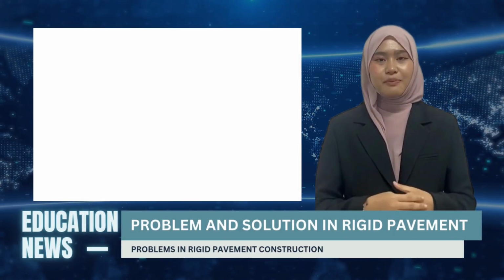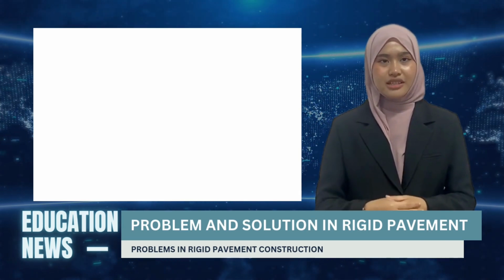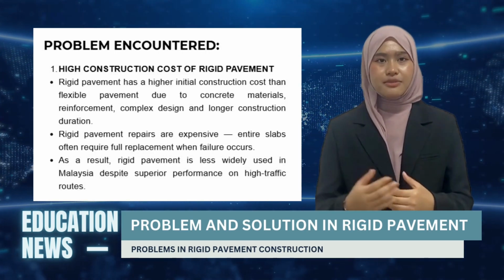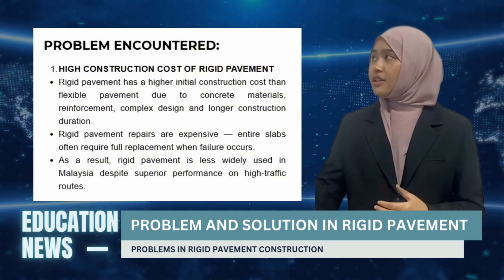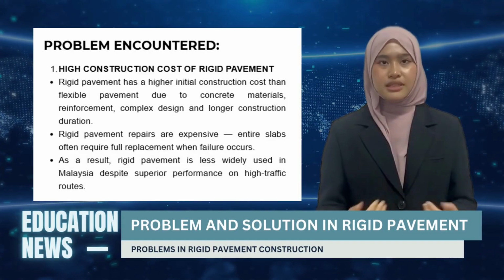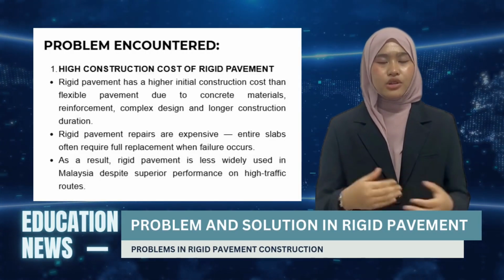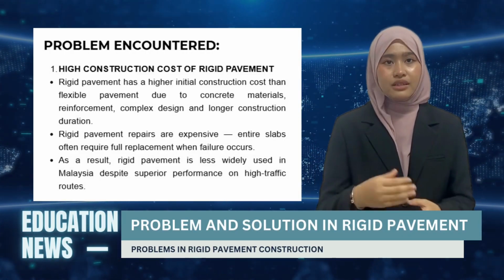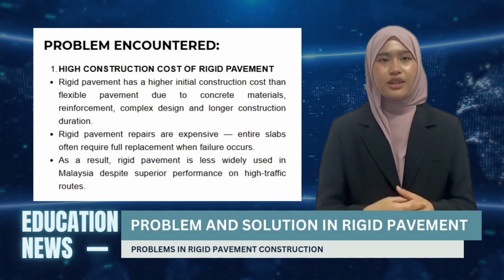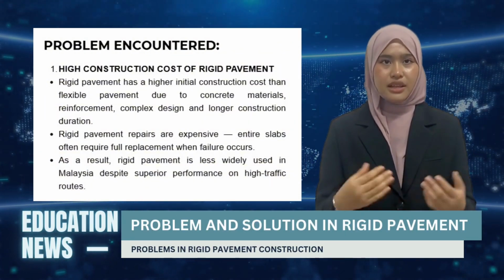Let me start with the problems in rigid pavement construction. First of all, rigid pavement has a high construction cost. This is because it uses concrete, steel reinforcement, and complex designs, which makes it more expensive than flexible pavement. On top of that, when damage happens, the entire concrete slab usually needs to be replaced, not just repaired partially. So yeah, this really increases maintenance costs.